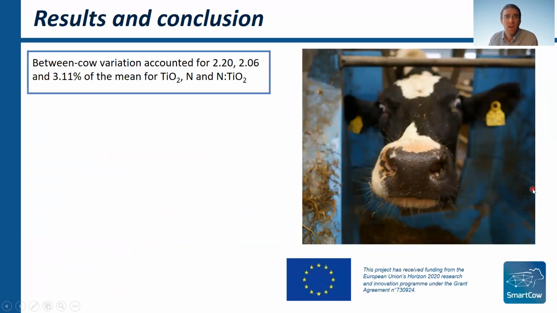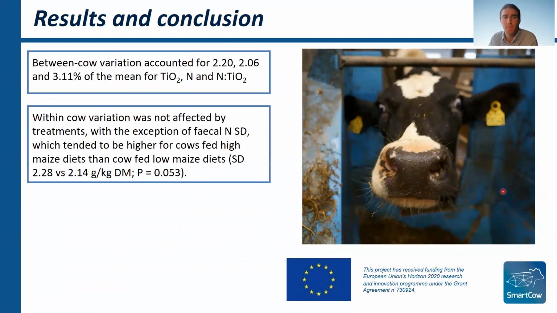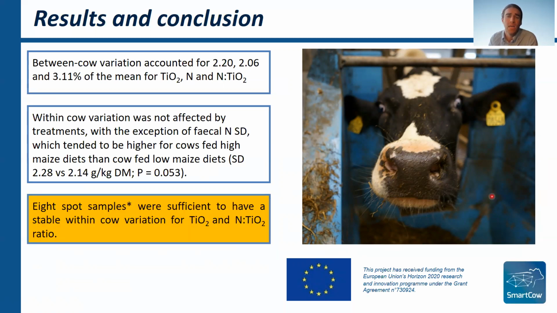We found that the between cow variation accounted for around 2% of the mean for titanium dioxide and nitrogen, and for around 3% for the ratio between nitrogen and titanium dioxide. We found that the within cow variation was not affected by the treatment, with the exception of a tendency for the fecal nitrogen. And we concluded that a spot sample was sufficient to have a stable within cow variation for titanium dioxide and for the ratio between nitrogen and titanium dioxide.